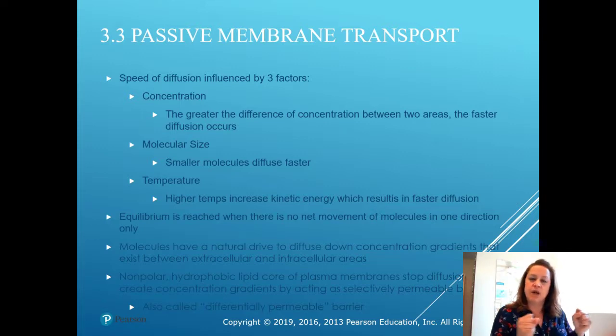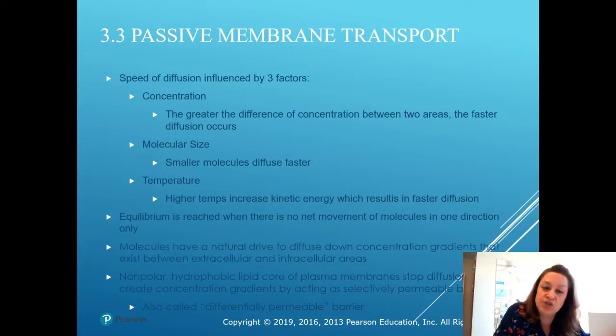Something you may not have thought about is higher temperature. The random movement of molecules as they diffuse, right, is sort of their inherent kinetic energy. The warmer something is, the faster things move. The colder something is, the slower they move. So the warmer it is, the faster these things are going to move. So concentration, molecular size, and temperature.